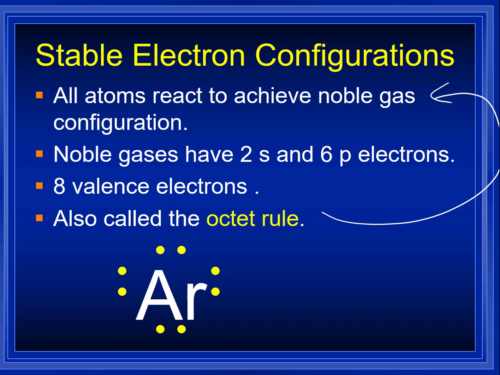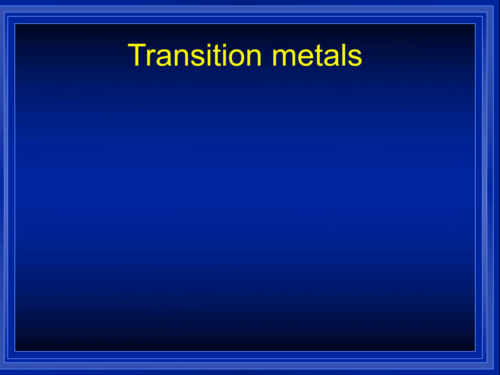So we've limited ourselves to representative elements for a while. I do need to talk about transition metals. We won't do it with dots, but we talk about the configurations. Transition metals are metals. They form cations.